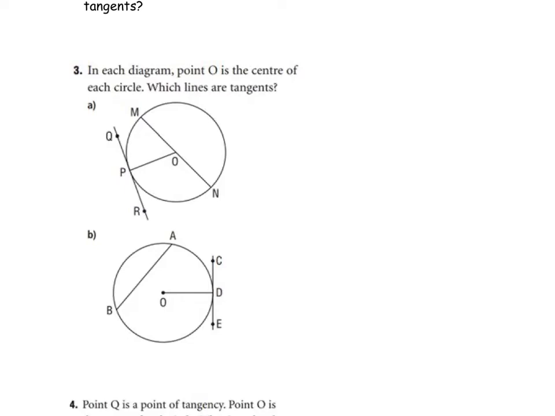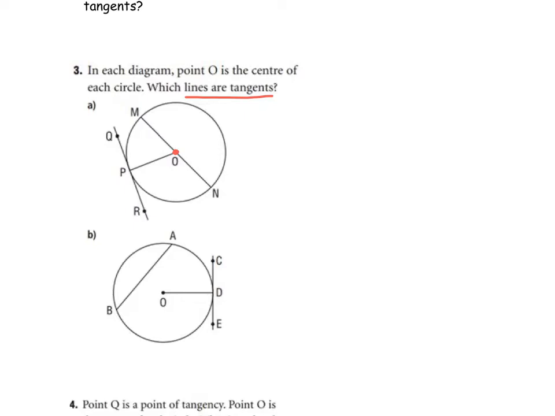So let's start off here with number 3. It says in each diagram, point O is the center of each circle. So you'll notice a trend where there's a point at the center labeled O, usually we call it. They want to know which lines are tangents. So this is basically just, do you understand what a tangent line is?